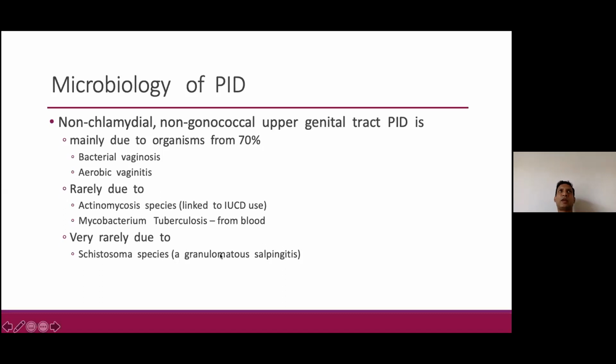And so you have to keep that in mind, especially if you are examining a patient and the history says that she has visited Saudi, a Middle East country, then you should suspect even schistosomiasis.